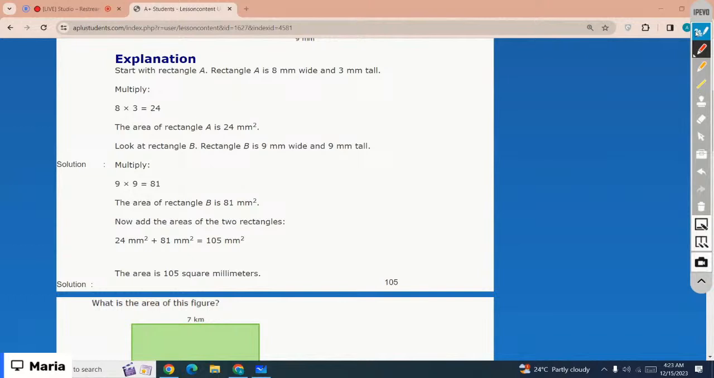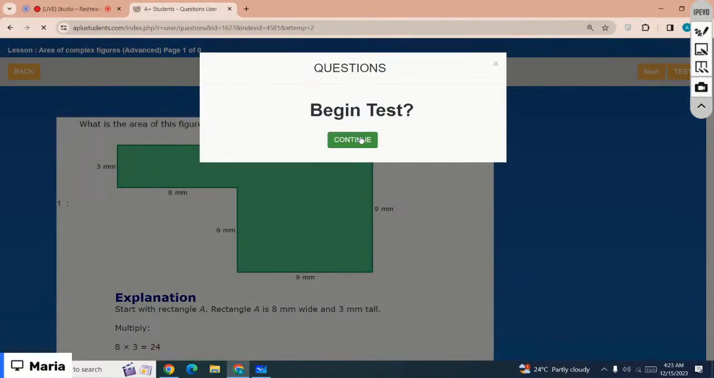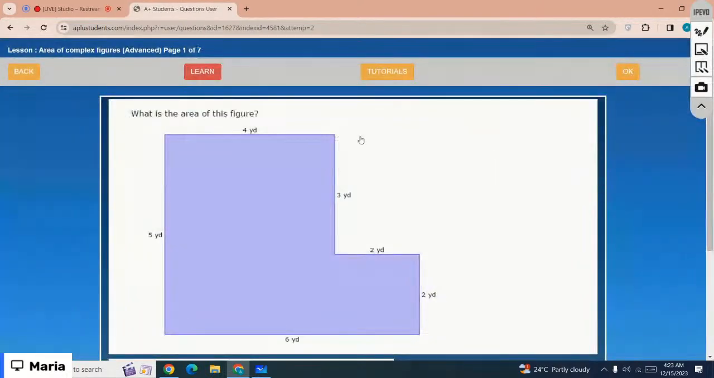Let's just start with the test questions. Okay, what is the area of the figure?